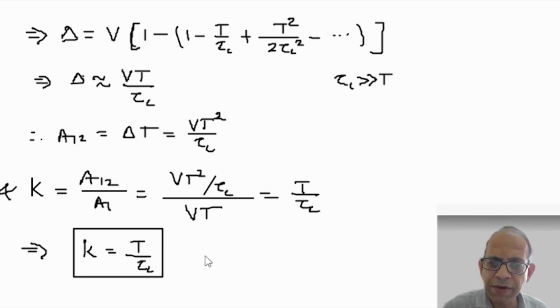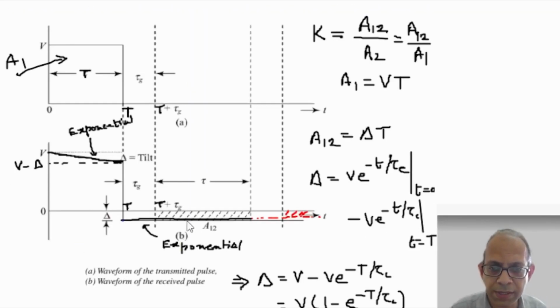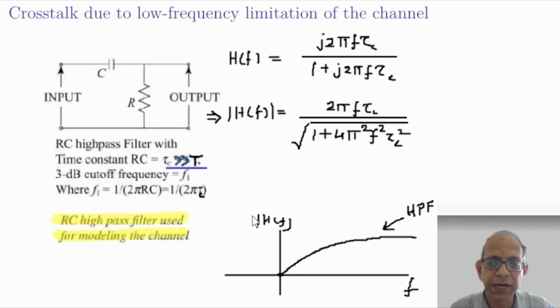But as evident from the model, since tau C is much larger than T, this T by tau C is a very small quantity, and therefore the amount of crosstalk in this case, that is the low frequency limitation of the channel, is very less, and as such can be neglected, though it occupies many more pulses compared to the high frequency limitation case, where the major crosstalk was with the successive pulse only. Here the crosstalk may extend to many pulses as shown here because of the slow nature of this exponential curve, but that amount of crosstalk is very less.